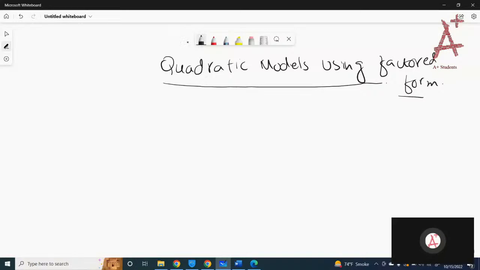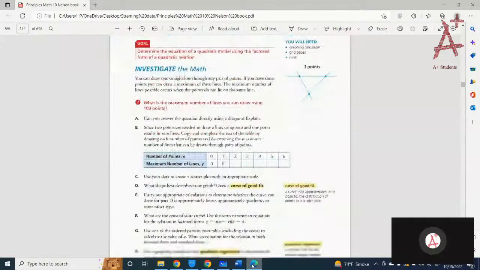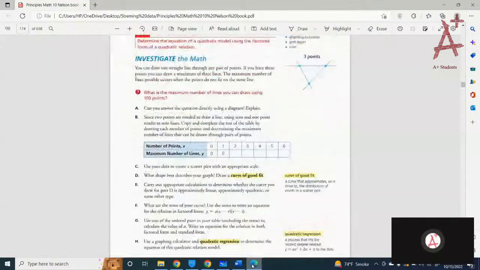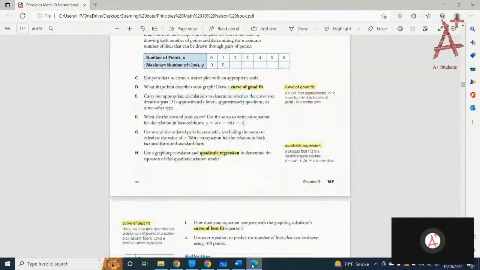So let's start with the topic that is quadratic models using factored form. It is 3.5 in the book, and you can find it on page 169. Okay, let's cover the curve of good fit.